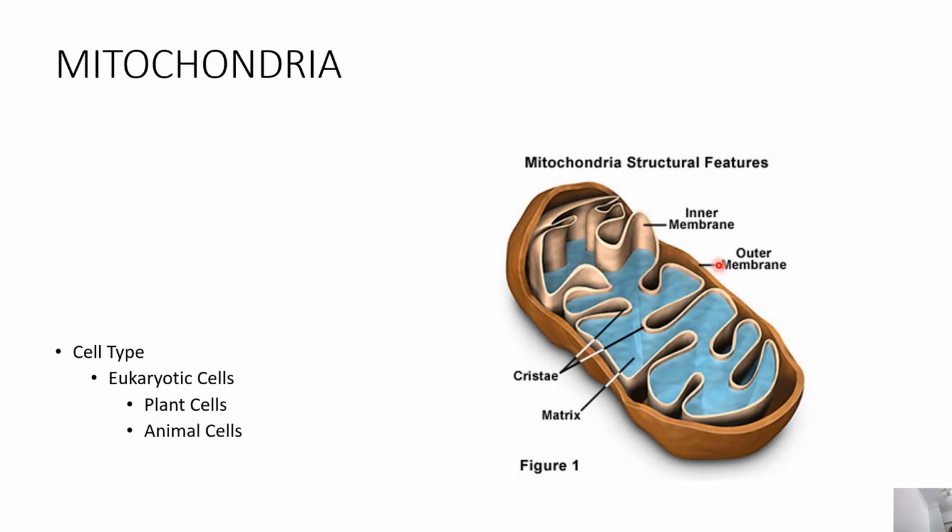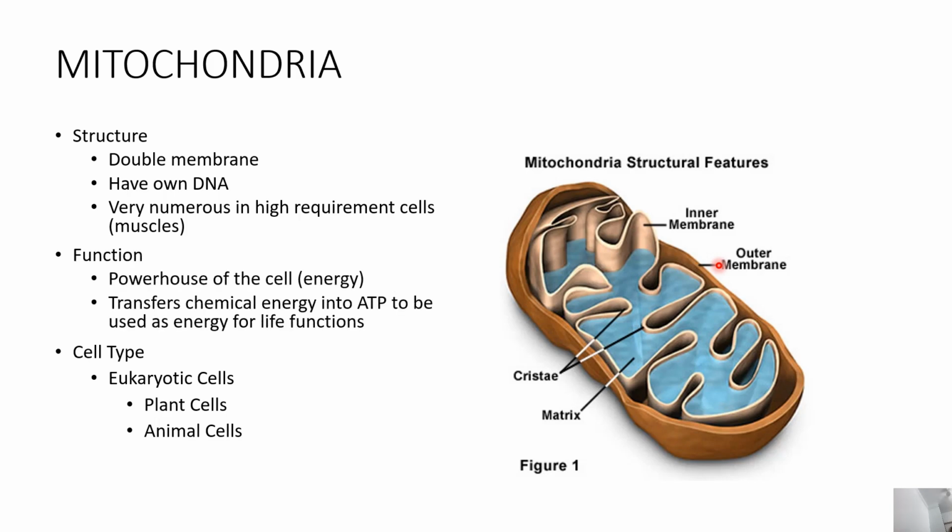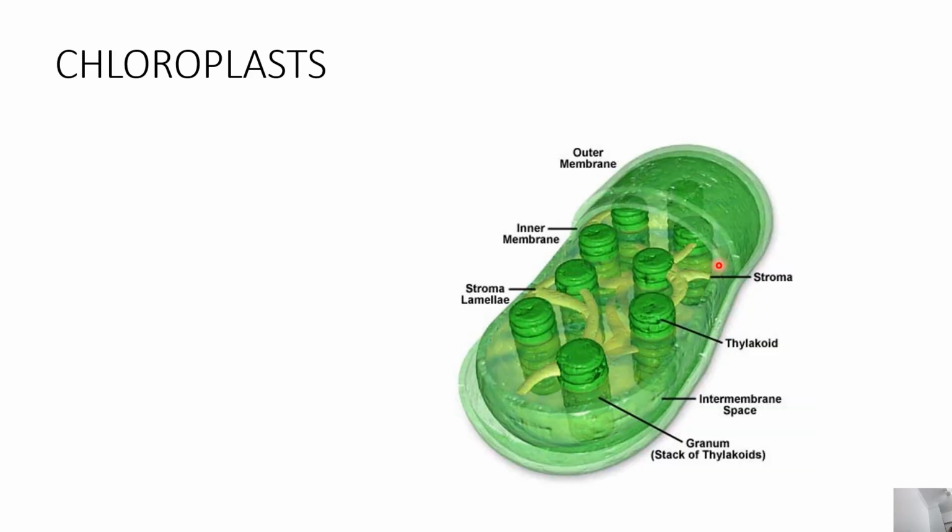If we talk about mitochondria, which is the powerhouse of the cell, they have a double membrane, have their own DNA, and are numerous in high-requirement cells, like muscles, right? And the function is the powerhouse of the cell, transferring chemical energy into ATP to be used as energy for life functions.